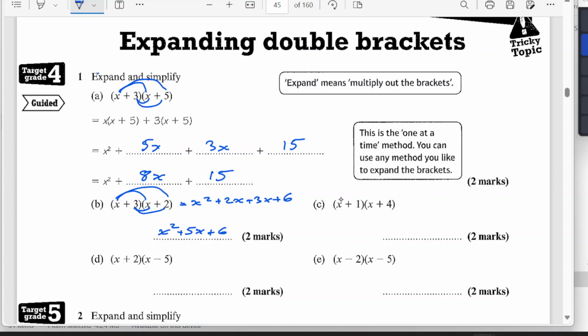And C, similar process, x times by x would give me x squared. X times by 4 would give me 4x. 1 times by x would give me x, or 1x. And then 1 times by 4 would give me plus 4, and collect my middle terms. So x squared plus 5x plus 4.